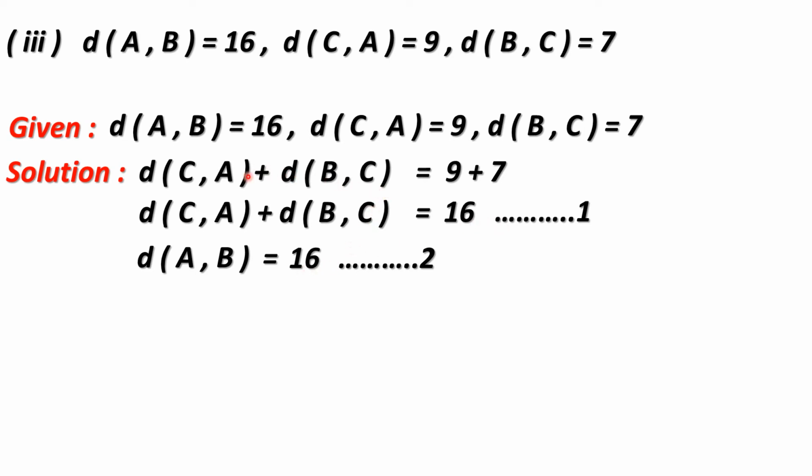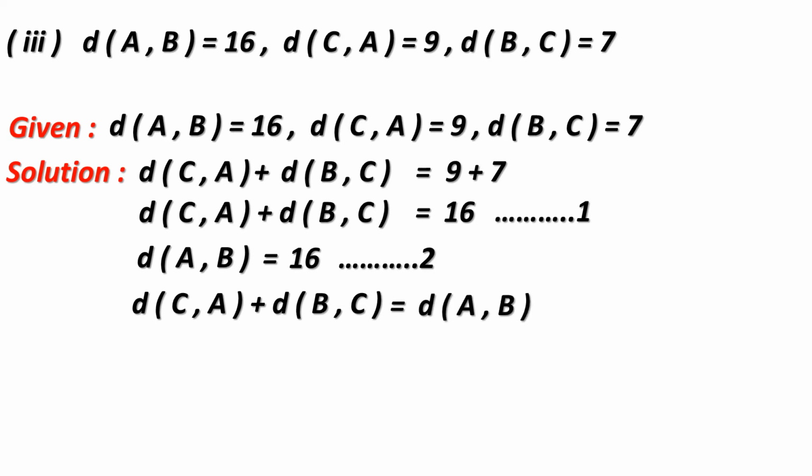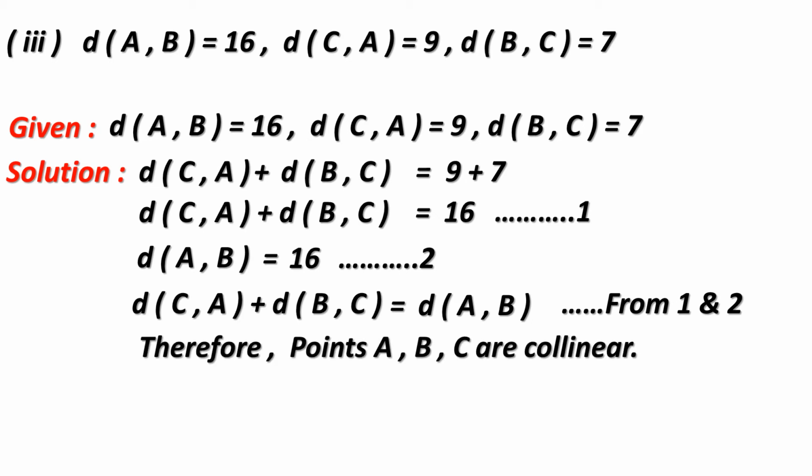Therefore, the left hand side of equation 1 will be equal to the left hand side of equation 2. It means distance CA plus distance BC equals distance AB. This statement we got by comparing equations 1 and 2. So here the sum of two smaller distances is equal to the greater one. Hence points A, B, C are collinear. Now these 3 points are collinear. Now we need to check among these 3 points which point lies between the other two.